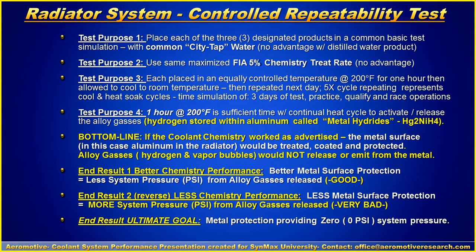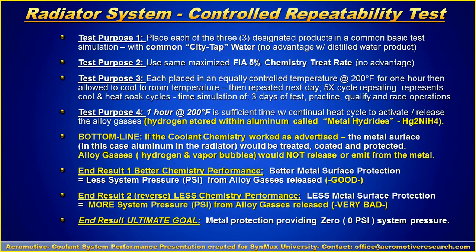Now, the test purpose was to use the city water. The test purpose was to make sure we had a 5% treat rate, and each one was controlled. All right. And we had the 1 hour, 200 degree situation, which was designed for sufficient time for continued heat cycle activation and release of the alloy gases. In other words, hydrogen stored within the aluminum, called metal hydrates.